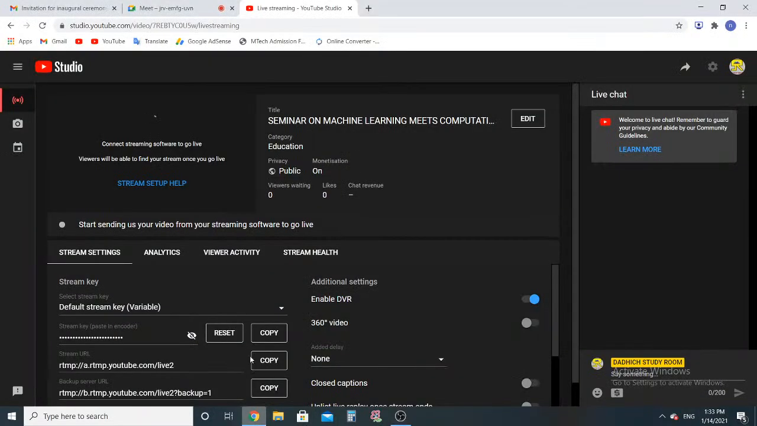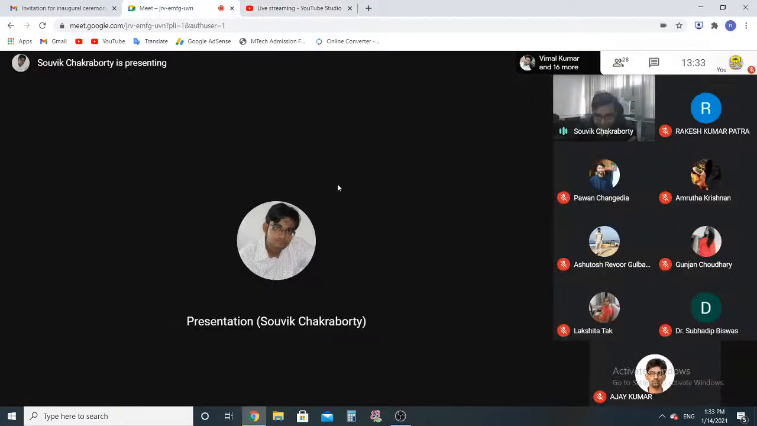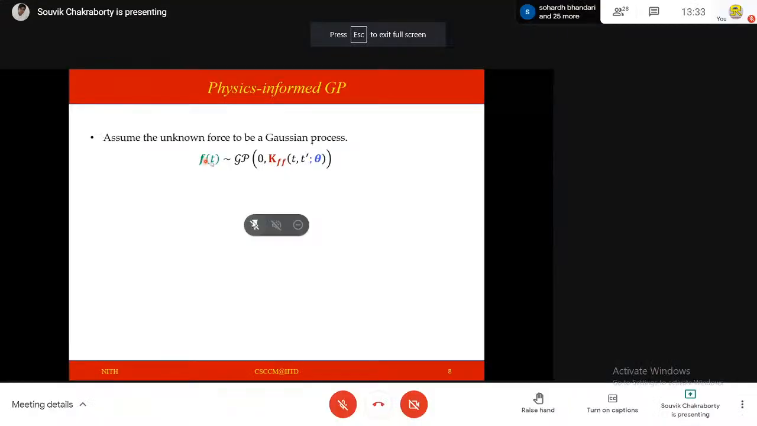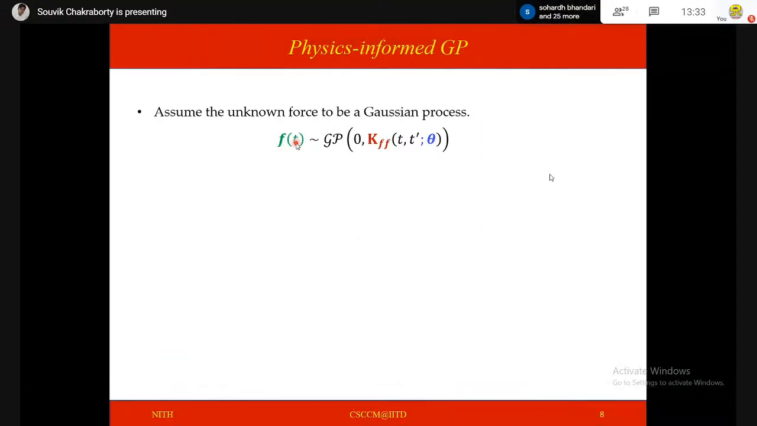a0 plus a1t plus a2t square. So I'm trying to fit a function between f and t, not a regular function, a more sophisticated one, and that is Gaussian process. Now, like you have a0, a1, and a2 in that expression I just told you, a0 plus a1t plus a2t square. If you try to fit a curve, this a0, a1, and a2 are the unknowns.